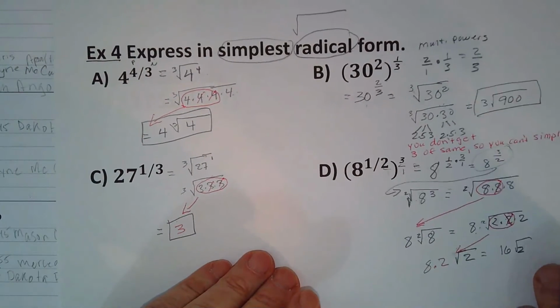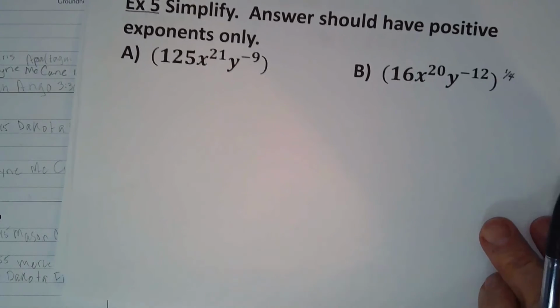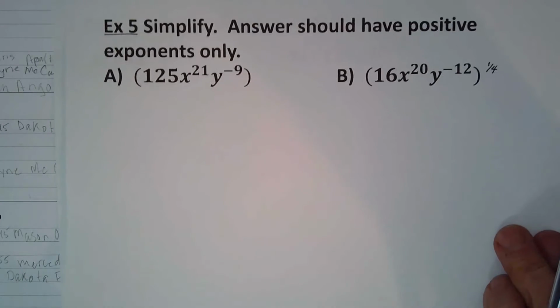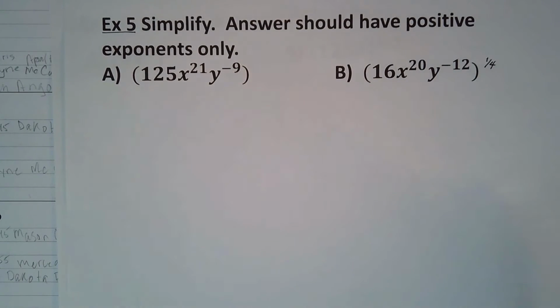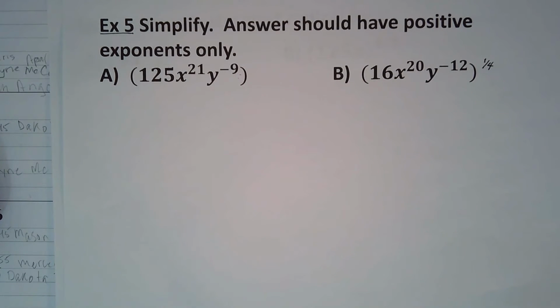All right. I think this is the last. Nope, got 2 more pages. All right, so we want to simplify, and we want to answer with positive exponents. Okay. So I'm looking at this, and I see I've got a negative exponent here. I've got a negative 9. So what do we do with those?